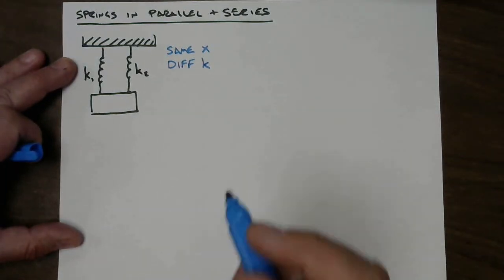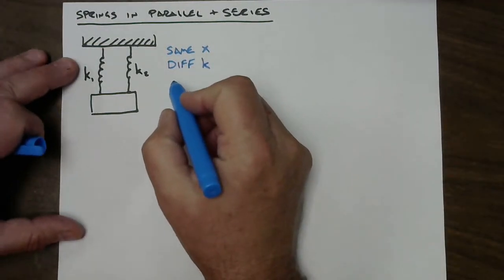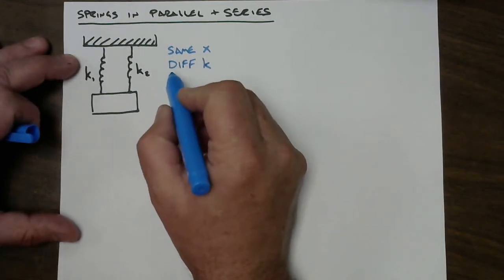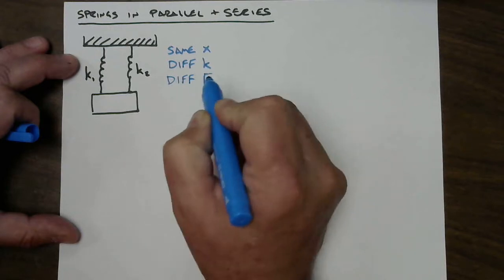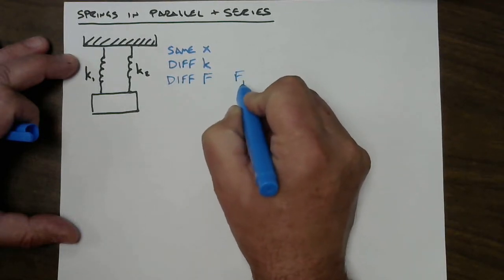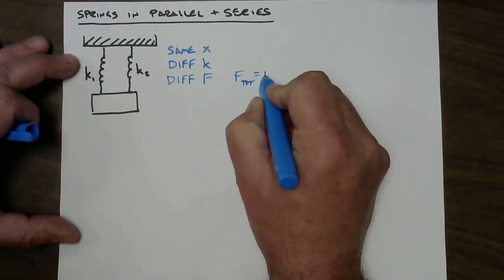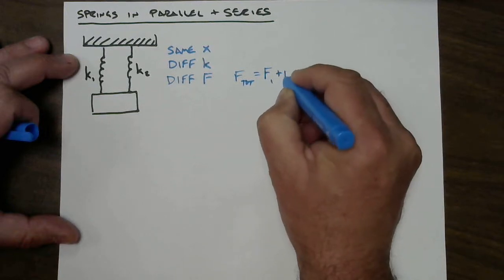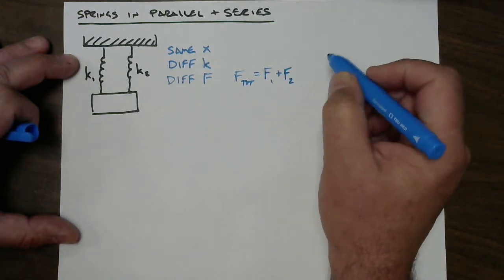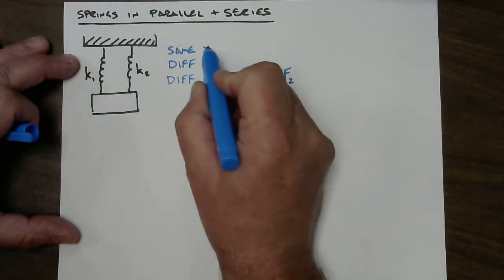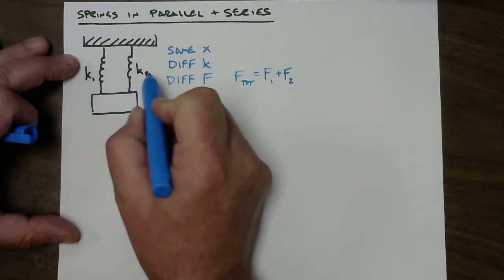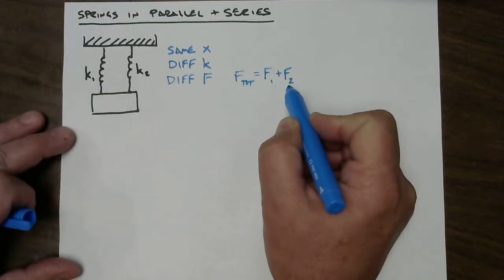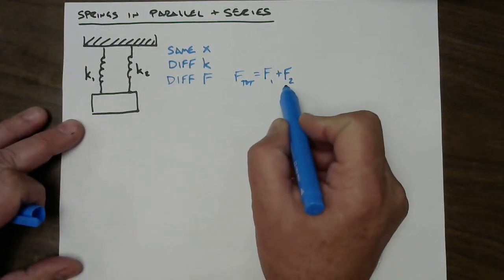Now the question is, what about the other ingredient in the force law, the force? Will they have the same force? And the answer is no. They may have different forces. However, the total force must be the sum of the force on spring 1 plus the force on spring 2. So we have the same x, so we don't have to use a subscript with x. We have different spring constants, but they're labeled K1 and K2, and we have this relationship. So this is the total relationship.